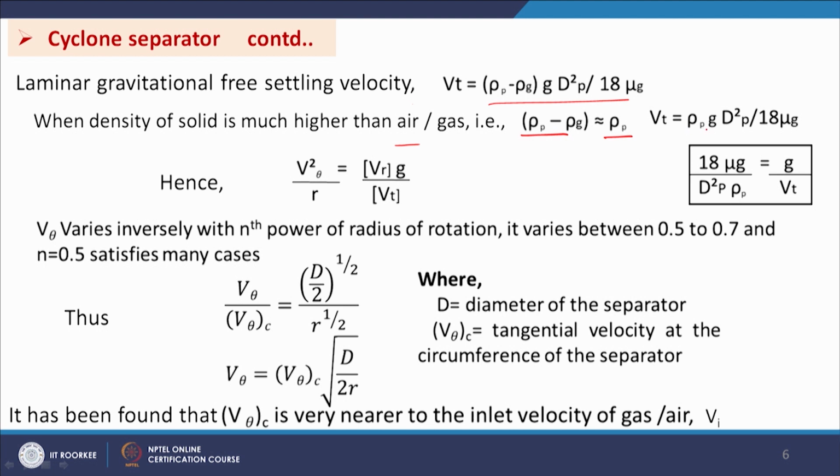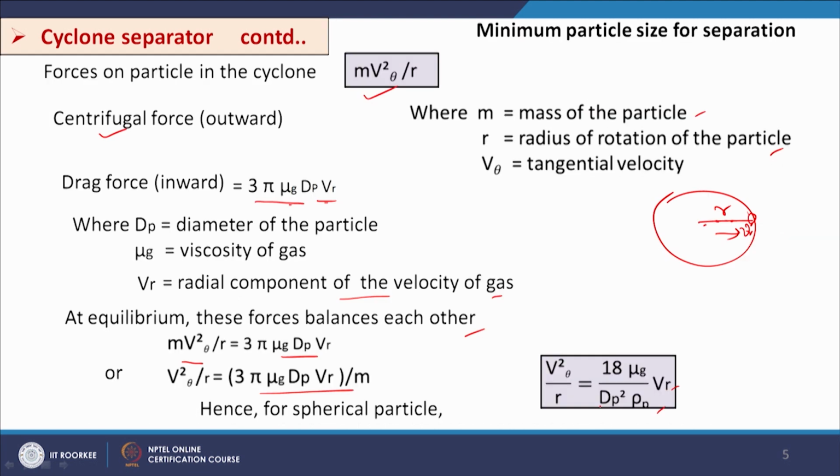So, rho p g dp square, this may be rho p g dp square by 18 mu g. Okay. So, by rearranging, g by V t is equal to 18 mu g divided by dp square into rho p. This relationship we are getting by the definition of V t, and another relationship we have got: V theta square by r is equal to 18 mu g V r by dp square by rho p.